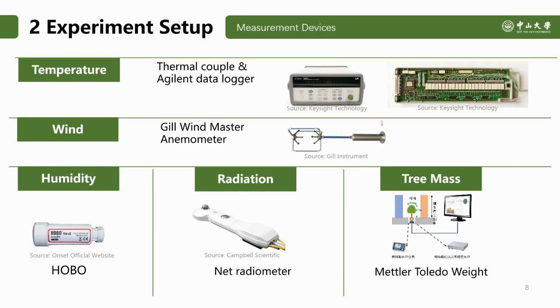Here are the instruments we use in the experiments. We use thermocouples to measure the canyon surface and air temperatures. We apply anemometers to measure the wind velocity components inside and outside the street canyon. We use the HOBO to measure the humidity, and net radiometers were employed to measure the incoming and outgoing shortwave and longwave radiation, and the mass of the tree was monitored by this weighing scale system.